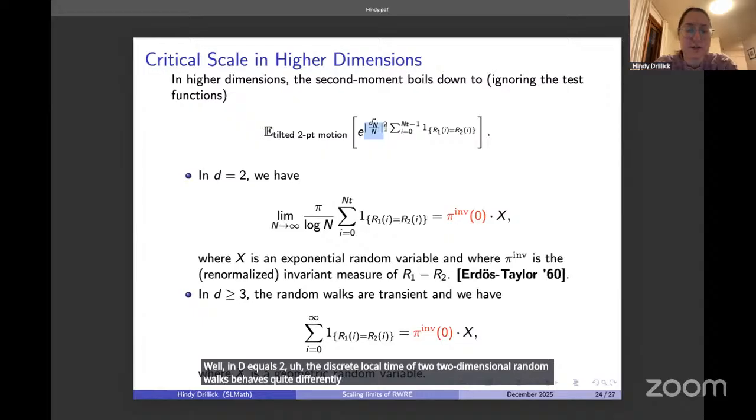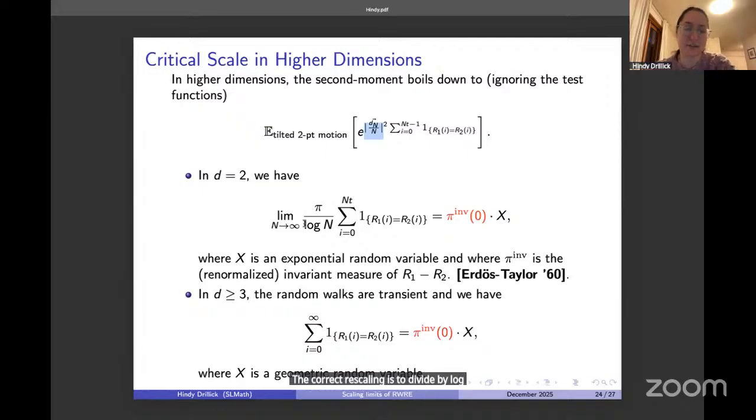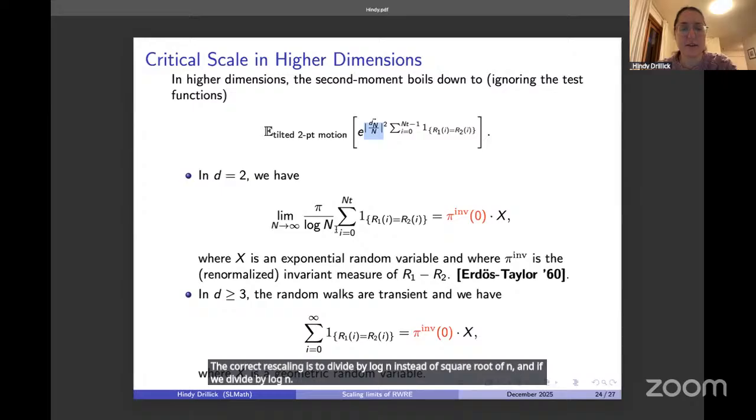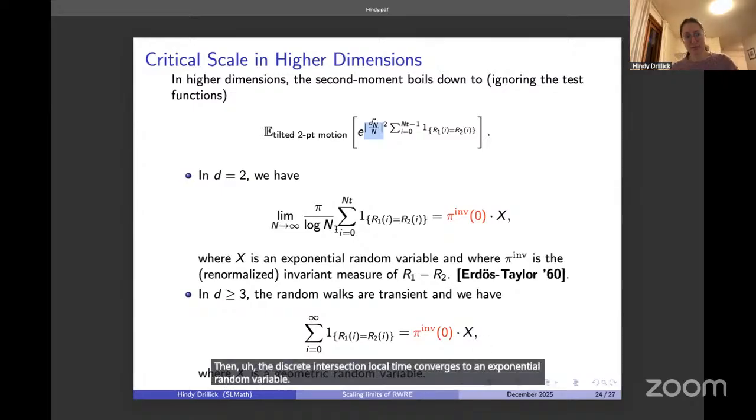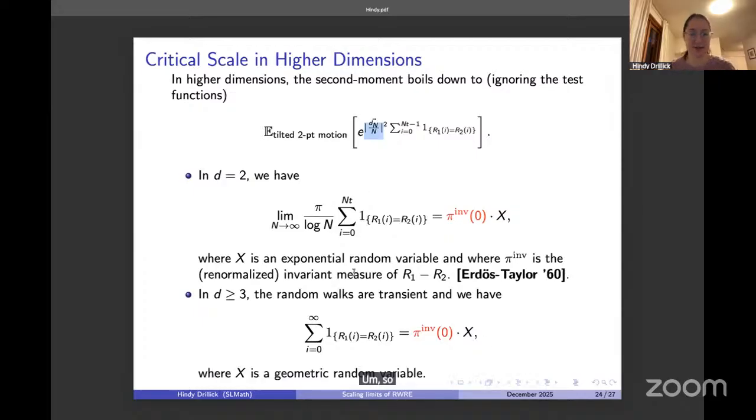And a classical result of Erdos and Taylor tells us that the correct rescaling is to divide by log n instead of square root of n. And if we divide by log n, then the discrete intersection local time converges to an exponential random variable. So X is an exponential random variable with rate 1.